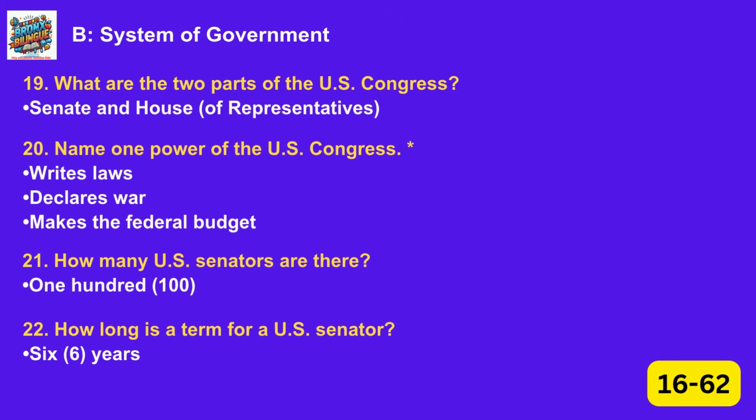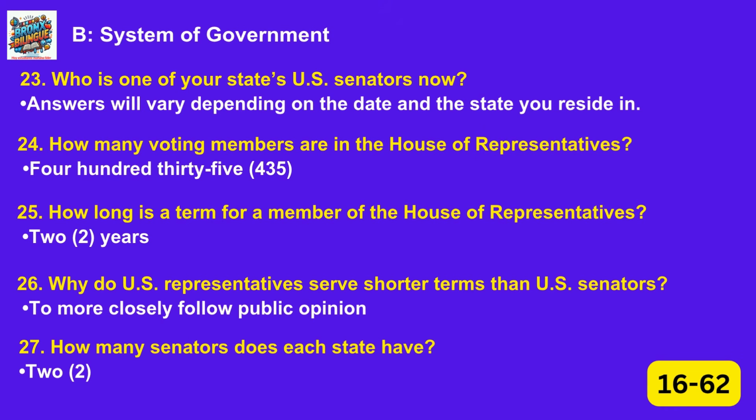21. How many U.S. senators are there? 100. 22. How long is a term for a U.S. senator? 6 years. 23. Who is one of your state's U.S. senators now? Answers will vary depending on the date and the state you reside in.